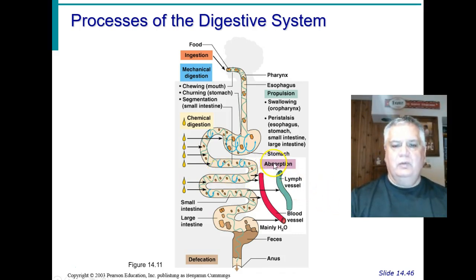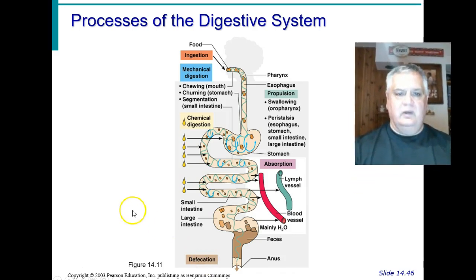Next, we have absorption. Note that absorption is going to be occurring in the small intestine, and food is going to be moving through those mucosal cells and into either the blood capillaries or the lymph capillaries. And then finally, we have the large intestine, and down here at the bottom, we have the feces collecting in the rectum and then being passed out of the body through the anus, and that process is referred to as defecation.